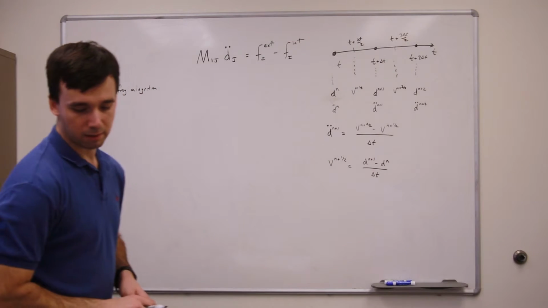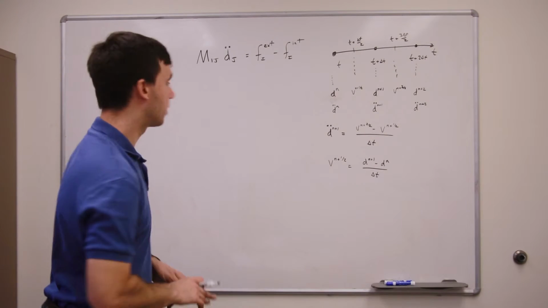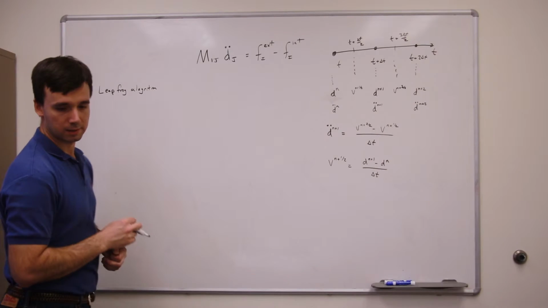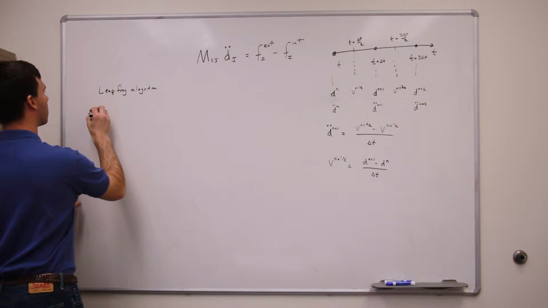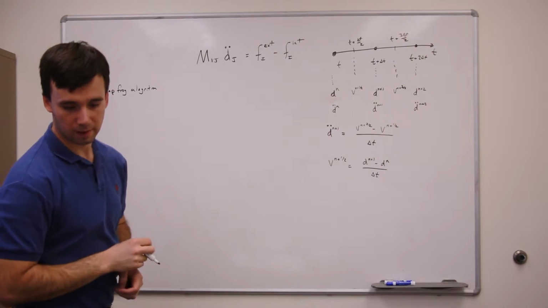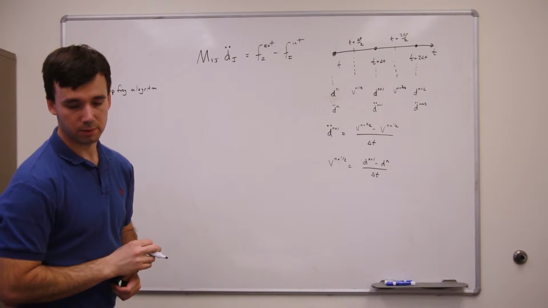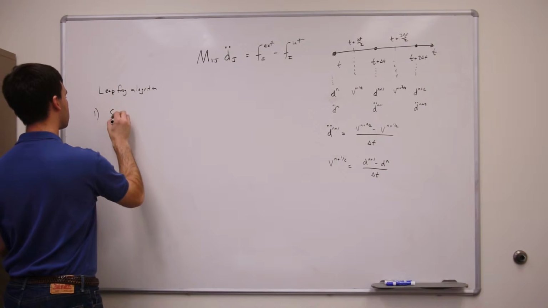And so let me write out really quickly what the algorithm is. And so the algorithm has 4 steps, or 5 steps. And so the first thing that we would need to do is set our initial conditions.